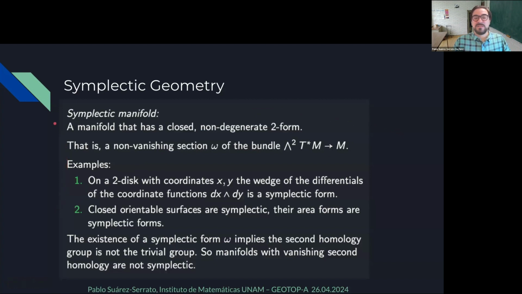So before I go deeper into Poisson geometry and what we've done computationally, I want to mention that first, this is a generalization of symplectic geometry. In a symplectic manifold, we have a non-degenerate 2-form. For example, on a disk, we have dx dy, and on an orientable surface, the surface area forms are symplectic forms.